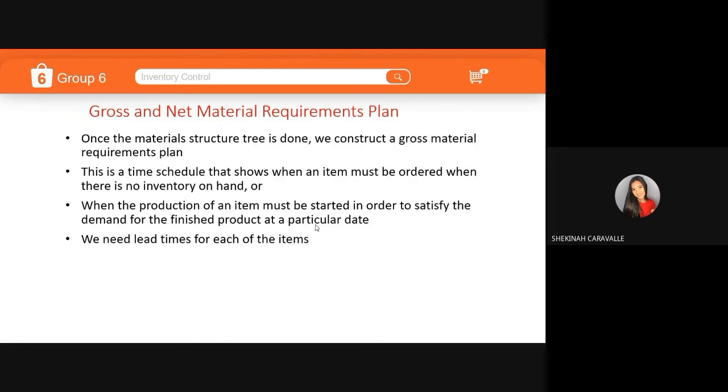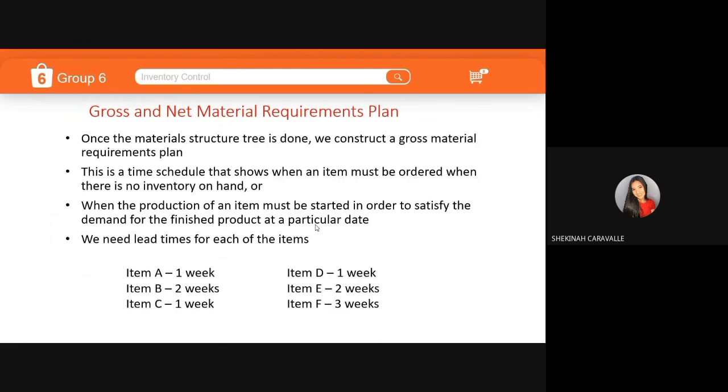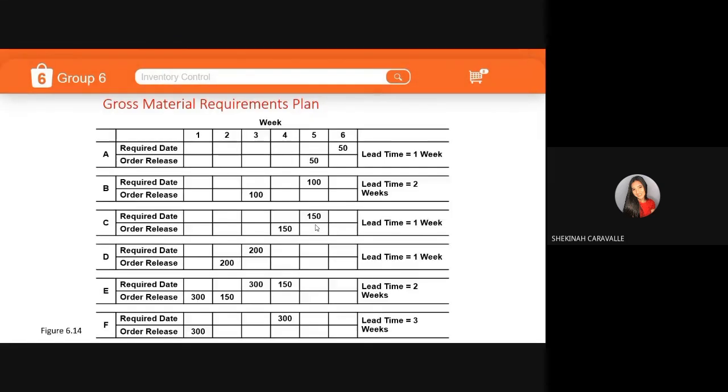Gross and net material requirements plan. Once the material structure tree is done, we construct a gross material requirements plan. This is a time schedule that shows when an item must be ordered when there is no inventory on hand, or when the production of an item must be started in order to satisfy the demand for the finished product at a particular date. We need lead times for each of the items. For instance, item A needs 1 week, item B 2 weeks, item C 1 week, item D 1 week, item E 2 weeks, and item F 3 weeks. Here it is.